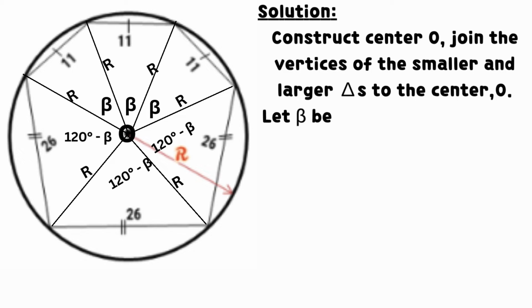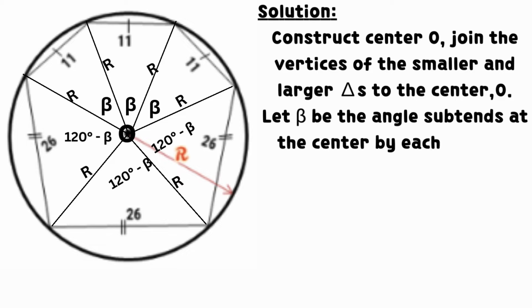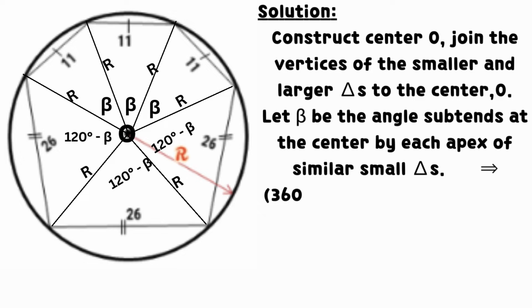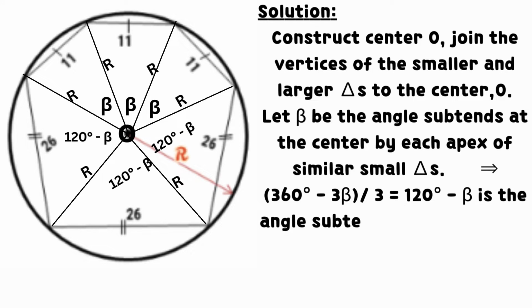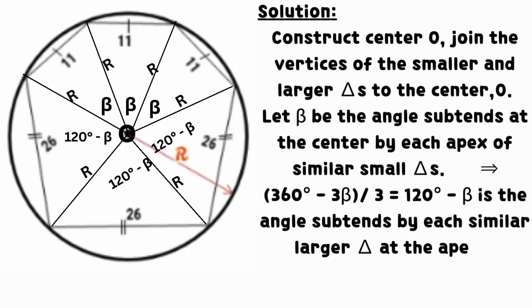Construct center O, join the vertices of the smaller and larger triangles to the center O. Let beta be the angle subtended at the center by each apex of the similar small triangles. This implies that the angle the larger triangle's apex subtends at the center O of the circle is equal to 120 degrees minus beta.